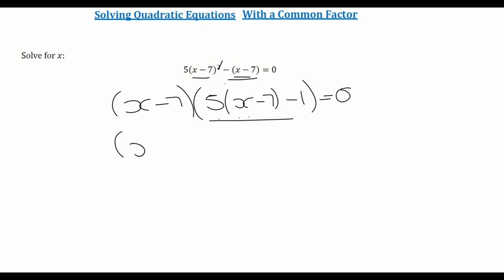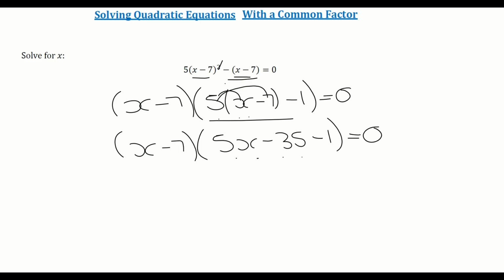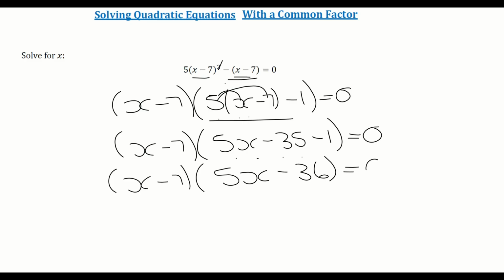So we can write down our first bracket of x minus 7. In our second bracket, we have 5 multiplied by x, which is 5x. 5 multiplied by negative 7, which is negative 35, minus 1. Close the bracket and make it equal to 0. Let's clean this up by adding like terms quickly. We have x minus 7. In the second bracket, we have 5x. Negative 35 minus 1 is negative 36. We make this equal to 0.